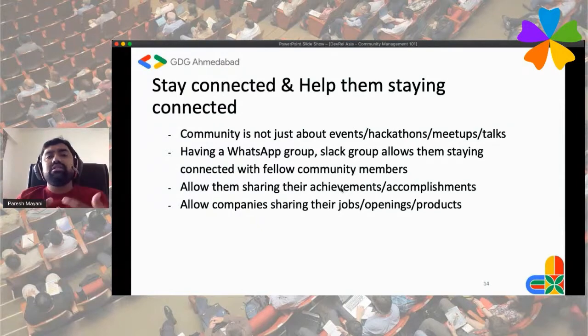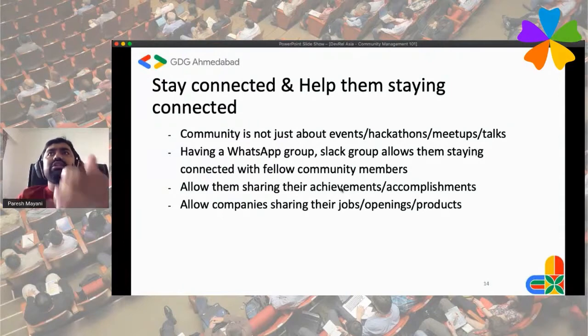It's not just about networking during the event. Community is all about networking offline as well. So if we have such a group, let's say Slack, we at GDG Ahmedabad have a Slack group wherein they share content, blogs, videos. Whenever they are doing any activities, they just share, and then all community members support that particular fellow. So that's how community works, right?